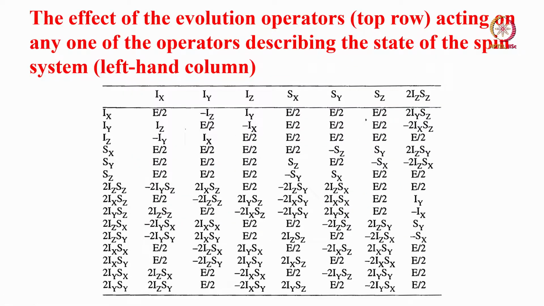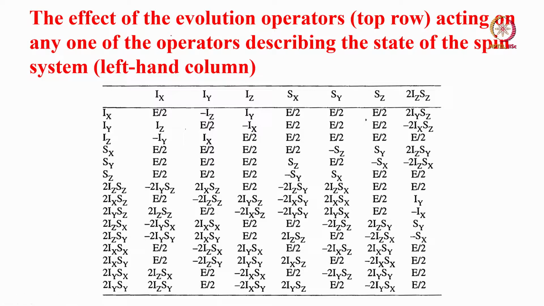And the effect of the evolution operator, this is taken from Ray Freeman's book. It is a very good and fantastic book to read and understand. The effect of evolution operators acting on any one of the operators describing the state of the spin system can be given like this.